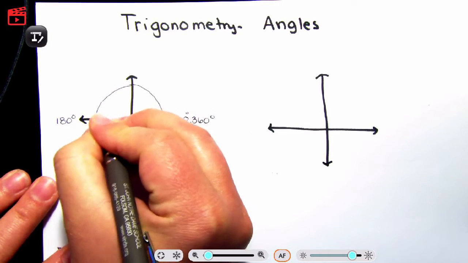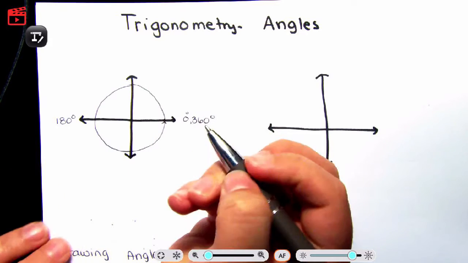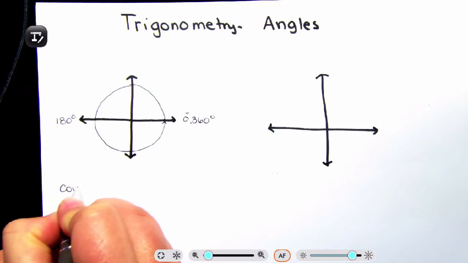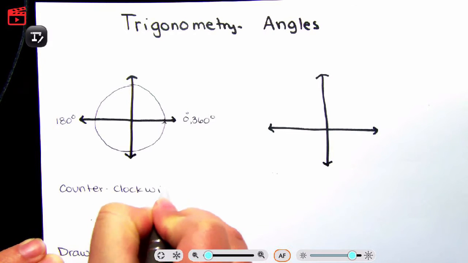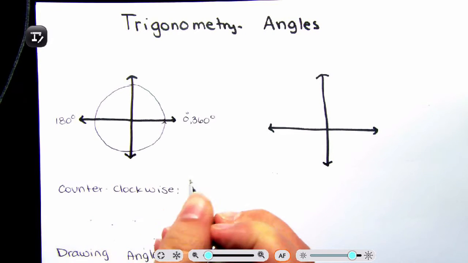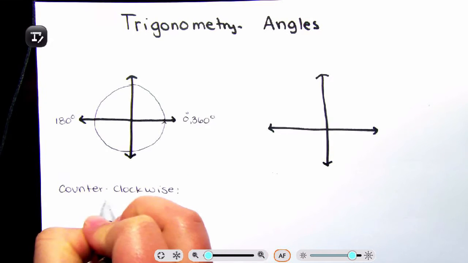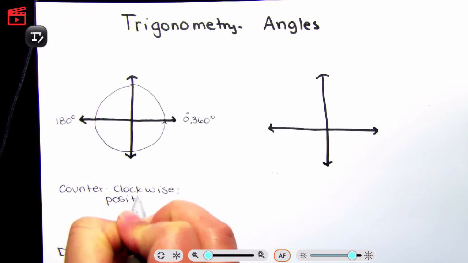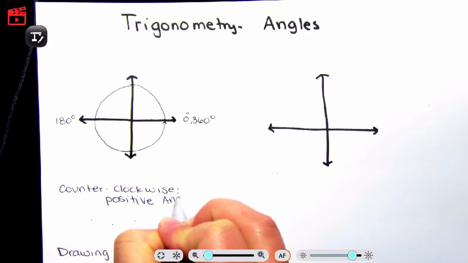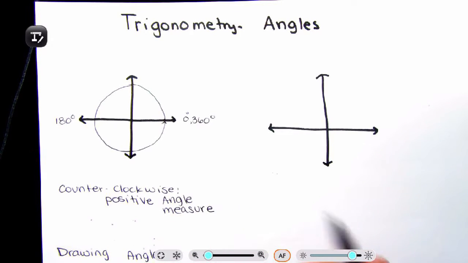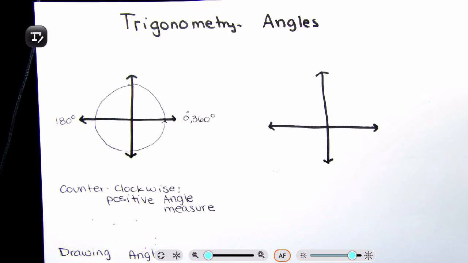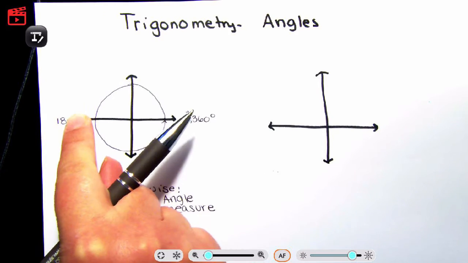Now, notice I am going counterclockwise. Counterclockwise is going to give you positive angle measure. Now, if we were to do the opposite, clockwise, then it would be negative, and we'll show you that in just a second. So, okay, we go halfway, we're at 180 degrees.